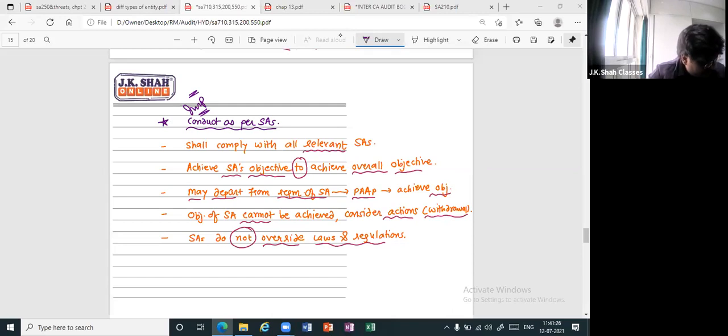Sir, what is after depart from audit? Depart from here. Auditor may depart from the requirement of the standard. He will do PAP to achieve the objective.